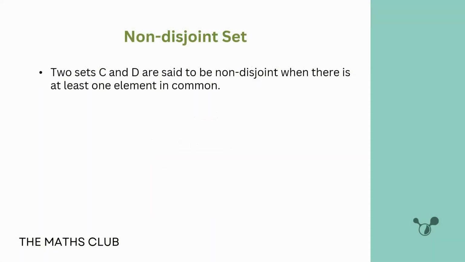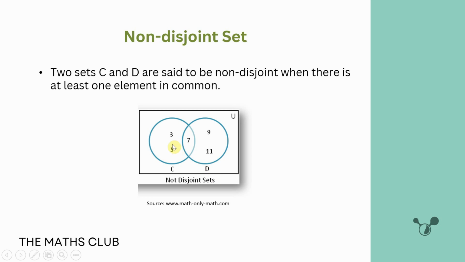On the flip side, non-disjoint sets are sets that really have things in common. It could be one thing, it could be two things, at least one element in common. So you can see this example. If you look at set C and set D, the elements in set C are 3, 5, 7. The elements in set D are 9, 7, 11. Because they have 7 in common, this is a non-disjoint set.